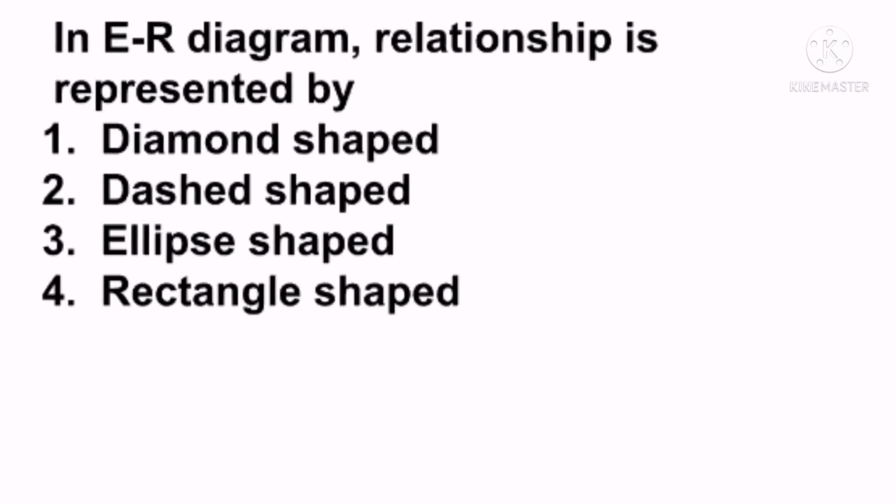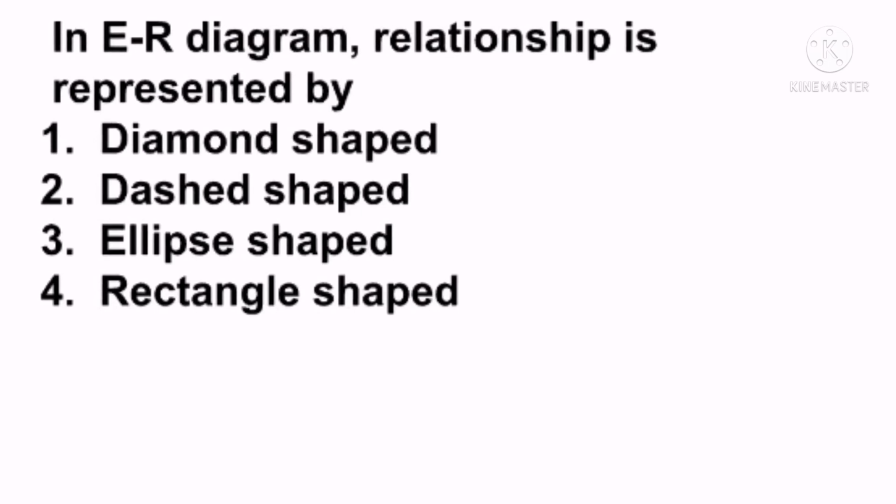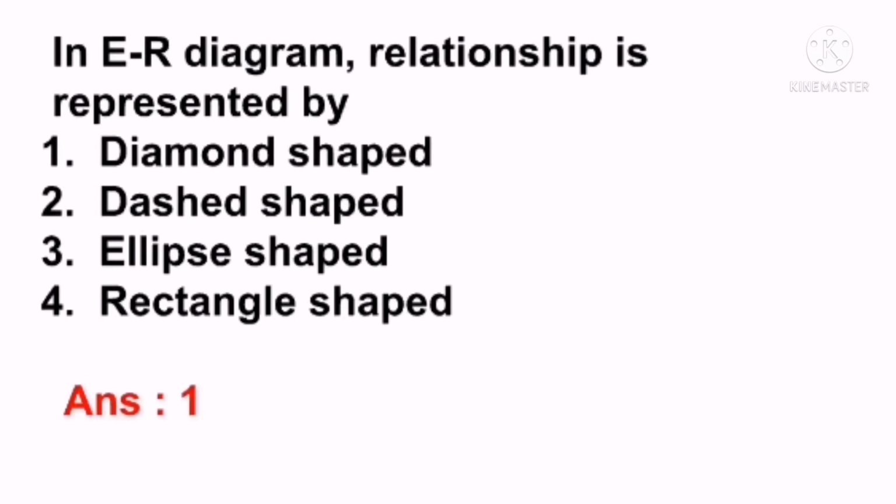Next, in ER diagram, relationship is represented by, options are first one diamond shape, second one rectangle shaped, third one ellipse shaped, fourth one rectangle shaped. So the correct answer is diamond shape. Diamond shape represents the relationship in ER diagrams.